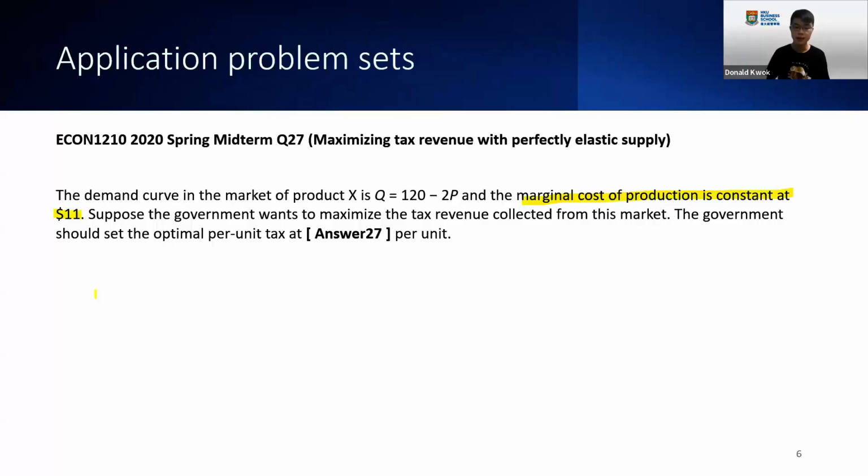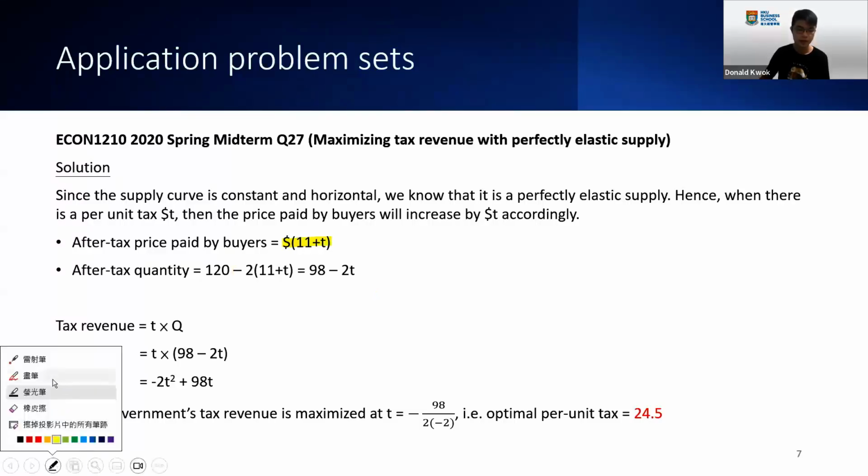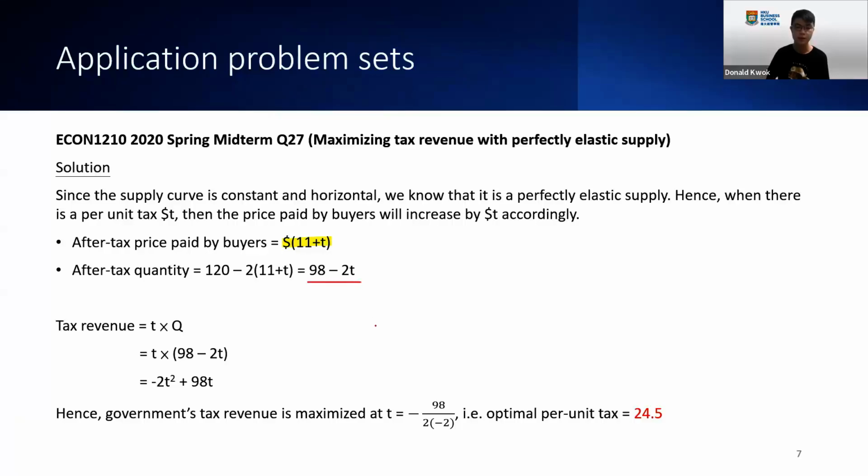If we have a per unit tax of $T, then the price paid by buyers will increase by exactly $T. This is why the after-tax price paid by buyers becomes 11 plus T. If we plug this new price paid by buyers back into the demand curve, we are able to find the after-tax quantity. After some simplification, we have the expression 98 minus 2T as the after-tax quantity.